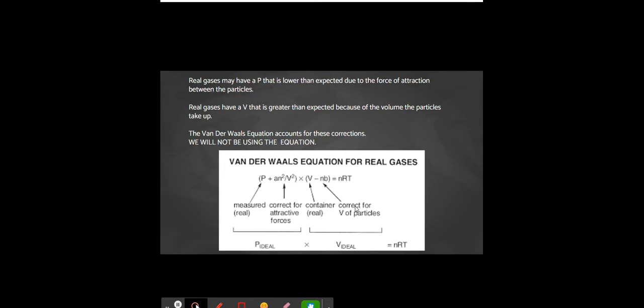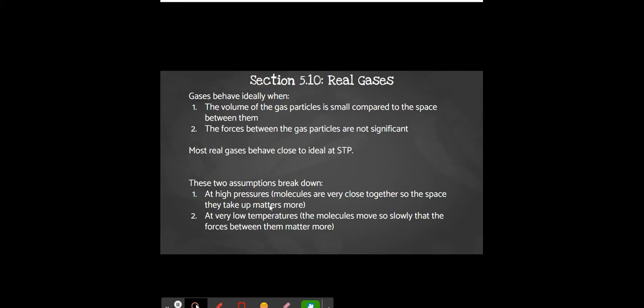Okay, and then at ideal, it's just PV equals nRT. The van der Waals has those added parts that are the correction. We will not be using this equation again, so don't worry, but you do need to know that real gases have some intermolecular forces and their volume is not always negligible.